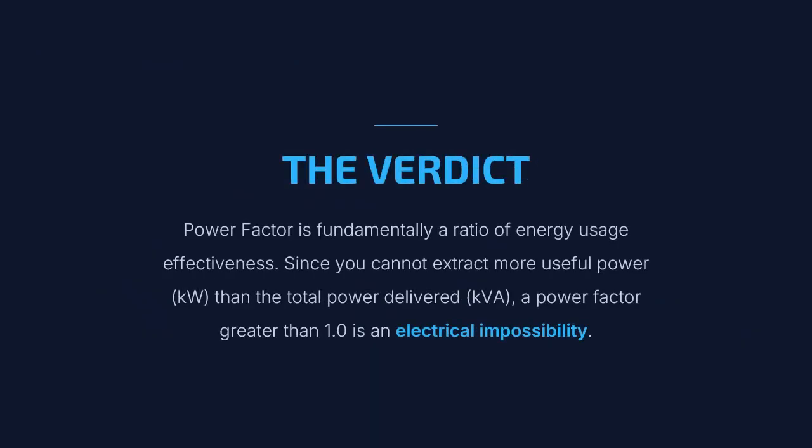The verdict. In conclusion, the power factor is a ratio of effectiveness. Since you can never extract more useful energy than the total energy put into the system, a power factor greater than 1 is an electrical impossibility.